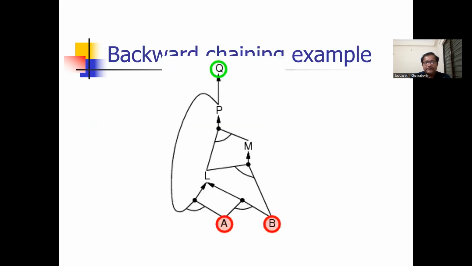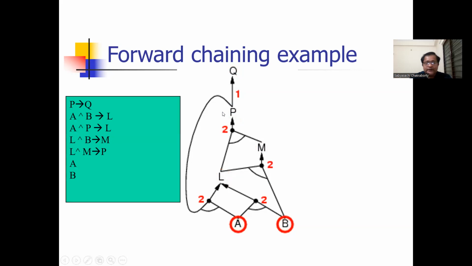Now the backward chaining. Backward chaining starts with the goal state, that is Q. Q is the goal state. If we have the premise that P implies Q, like in the previous way, we consider this particular assumption as true. P implies Q, Q is the goal state. So we consider Q to be true.